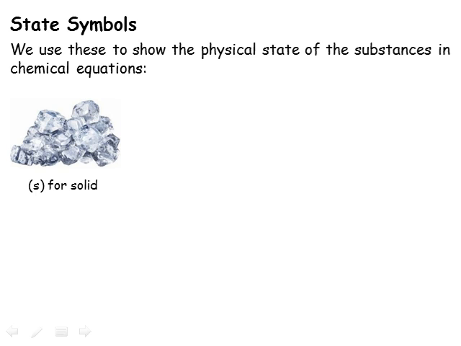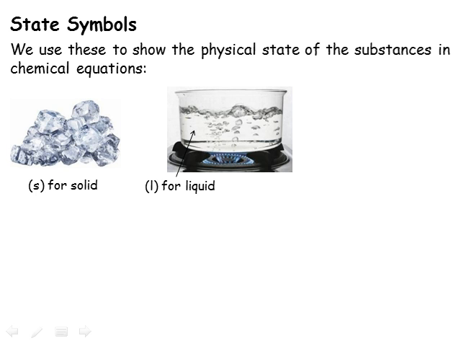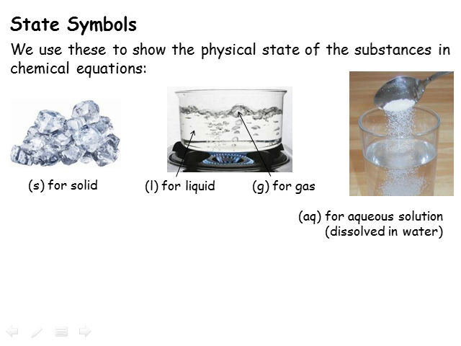Solids, like ice, are denoted with an (s) in brackets. Liquids, like pure water, with an (l), and gases, like steam, with a (g). To help us tell pure liquids from solutions, we use (aq) to show a substance which has been dissolved in water. Water itself should never be shown as (aq), because water dissolved in water is a pure liquid, so it should be (l). When we read a balanced chemical equation, we should also take note of the state symbols.